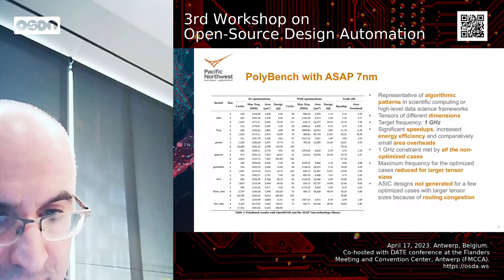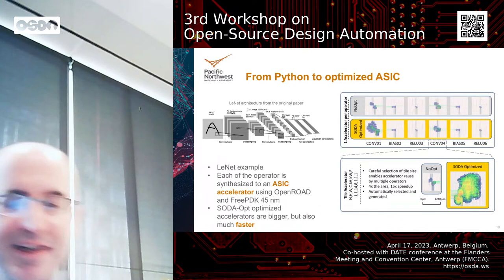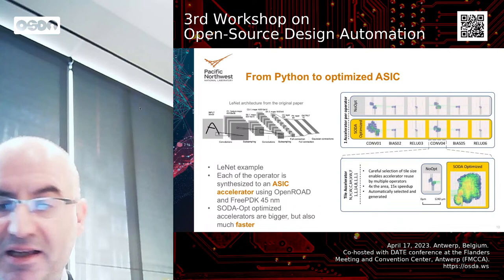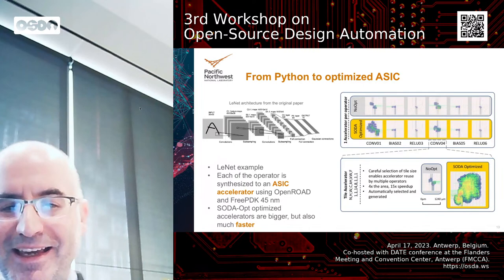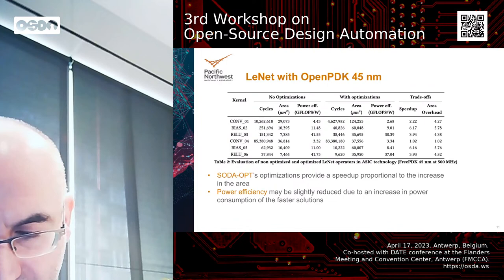To demonstrate the flow, there are a few numbers with PolyBench with ASAP 7 nanometers, but probably the nicest thing is this picture. We partitioned the LeNet, and this is generated with NanGate FreePDK 45 nanometers, and you can see the versions that are not accelerated and the versions that are accelerated with the optimizations from SODA-OPT. Visually, it's nice. The optimized solutions are bigger, but they are also faster. In general, they are faster.